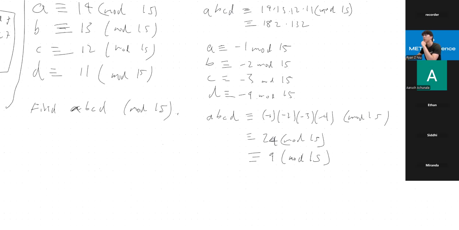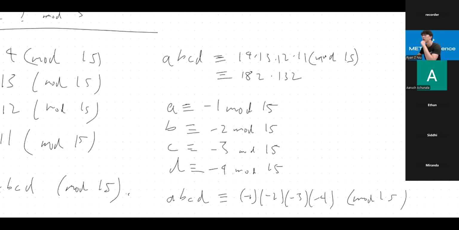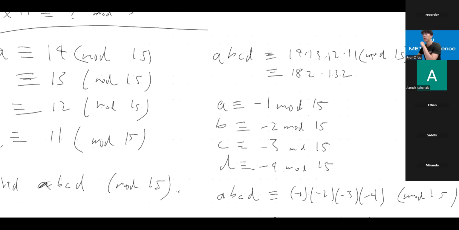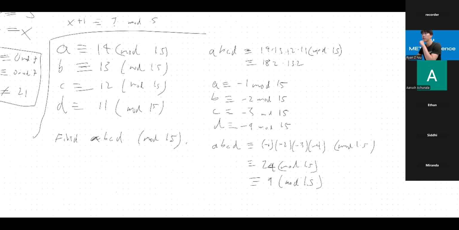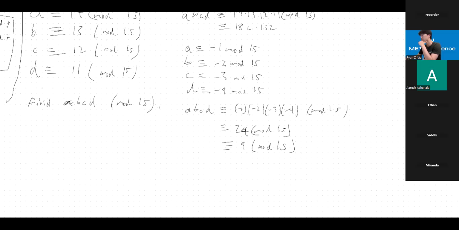So if you were stuck on this very large calculation, think about the tools you can use to make problems like this simpler and easier to calculate, so that on competition day, you're ready and you're solving problems as fast as you can. So yeah, the answer is 9 mod 15.